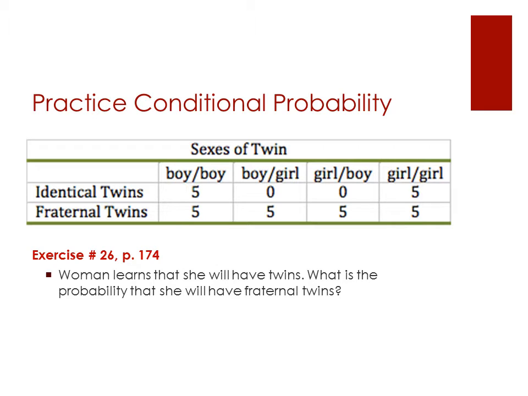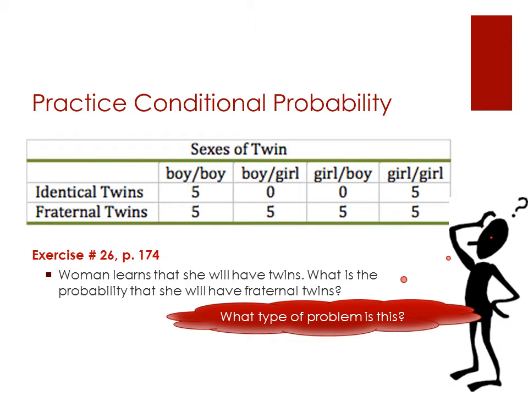So the first part we've got for this problem is that a woman learns she will have twins, and we want to know what is the probability that she will have fraternal twins. So this is the question that we're solving. So the first step we need to identify what type of problem is this.